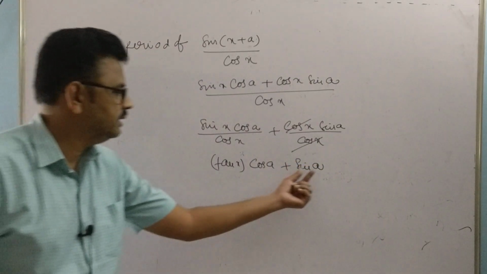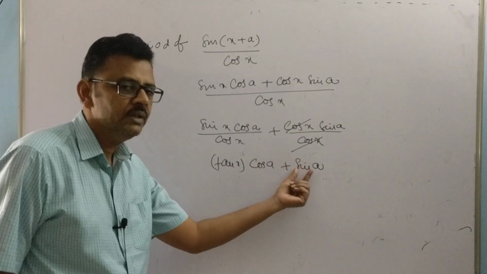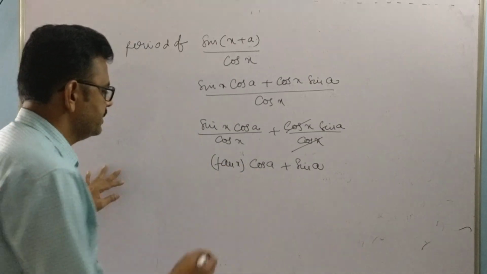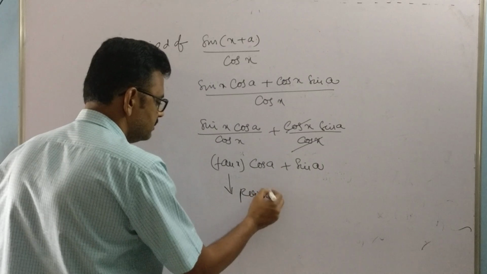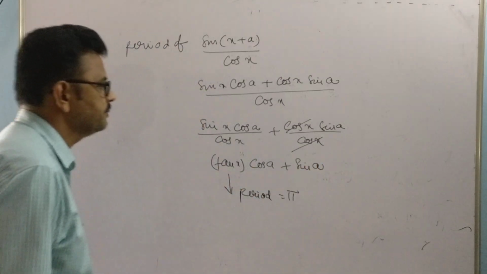Here sin a and cos a are only constants, so this is not a function of x. This is constant, this is constant, times tan x. What is the period of this one? Period of tan x is pi. Therefore, the period of the total function is pi.